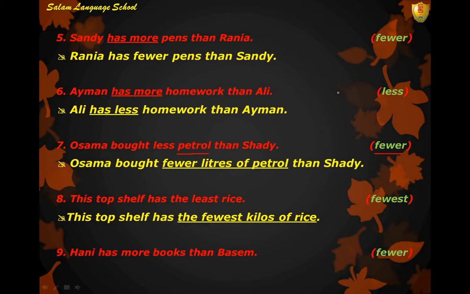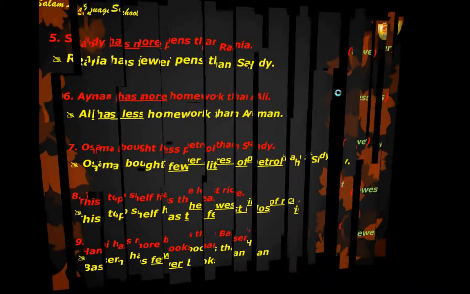9. Hani has more books than Basim. In brackets, fewer. It's an easy one. Basim has fewer books than Hani.